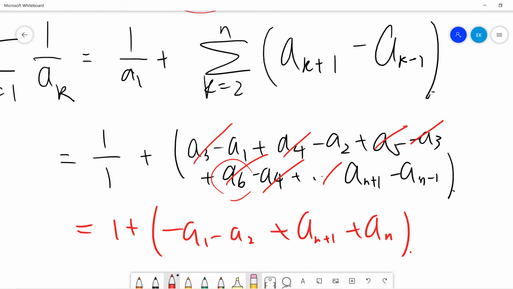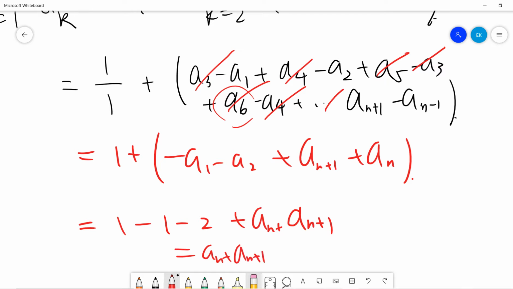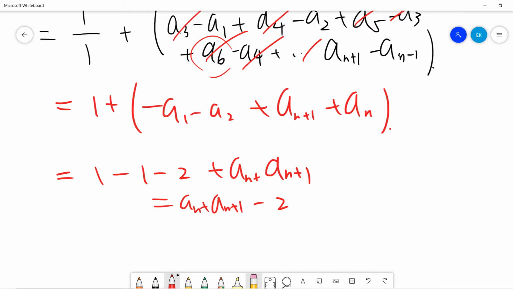So how to do this? We know that this is 1 minus 2 plus a_n plus a_{n+1}. So we get a_n plus a_{n+1} minus 2. Okay, so finally we hope to prove these guys are greater than this, right? So this 2 is already solved, right? We only need to prove this.